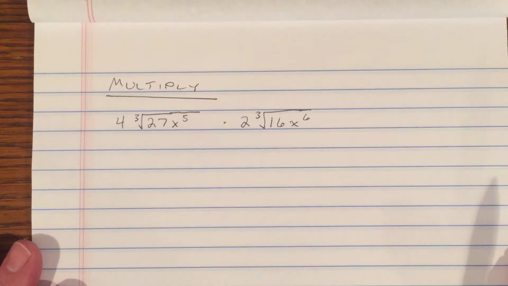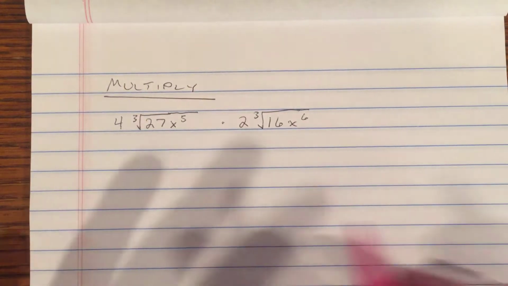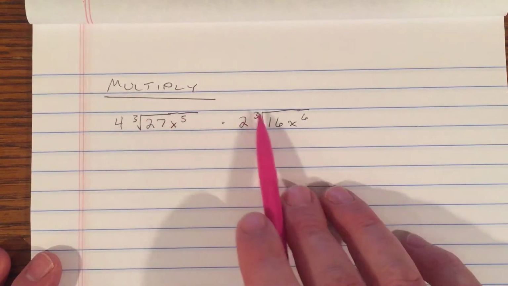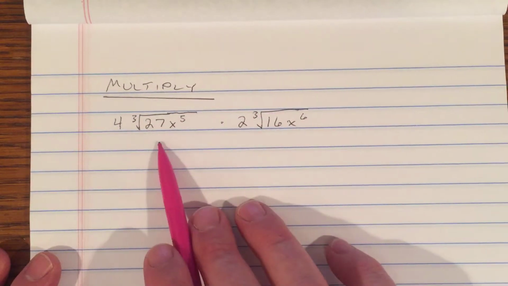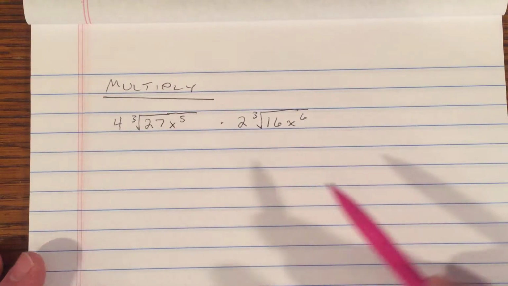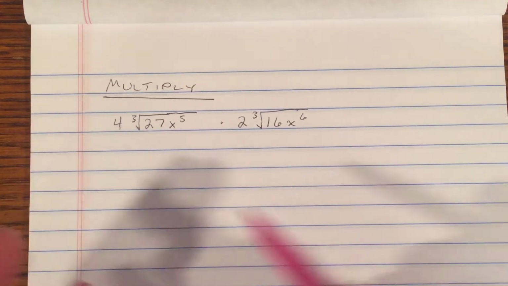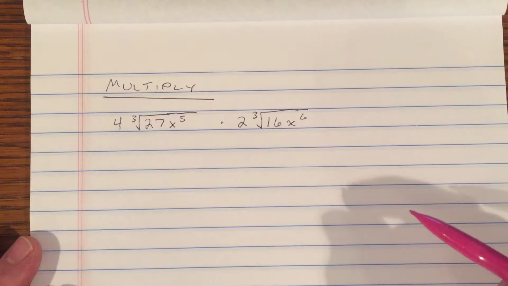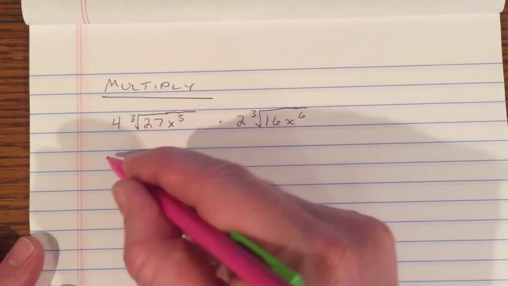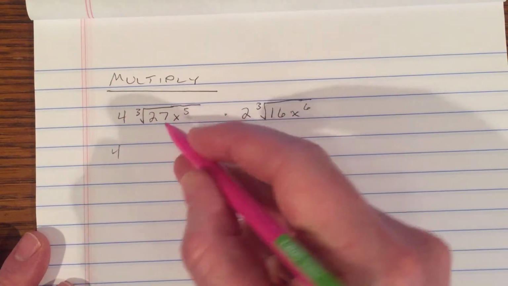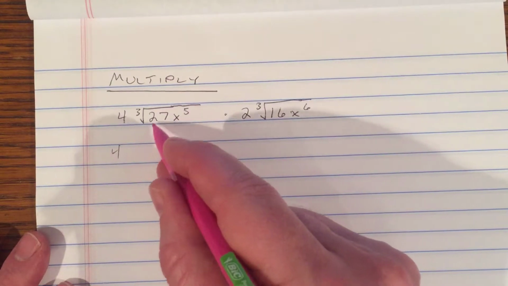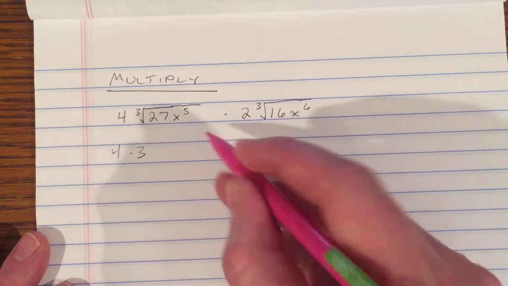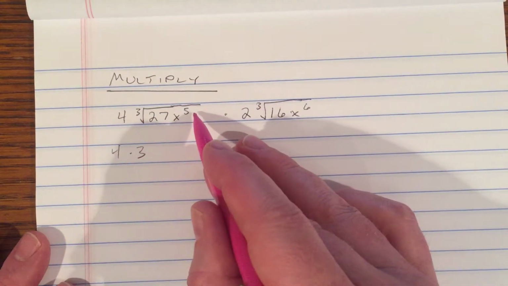Now here's an example on multiplying kind of a bigger piece. Again, we have 2 cube roots here, so I can put these together. A lot of people on the quiz put them together right away. I'm going to simplify this first. I can't really do anything with the 4, but I can do the cube root of 27. That is 3, so a 3 comes out, and then the cube root of x to the 5th.